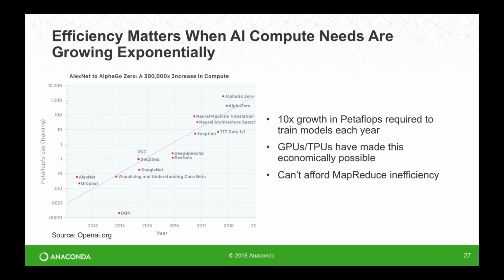So you've had this enormous growth in the number of petaflops required to train these models. And essentially OpenAI's conclusion is there's a 10x growth per year in the petaflops required to train leading models. Now, good news is it's not 10x the cost because things like GPUs and TPUs have made this economically feasible. But you cannot afford inefficiency if you're going to be a leader in AI. It's very important.